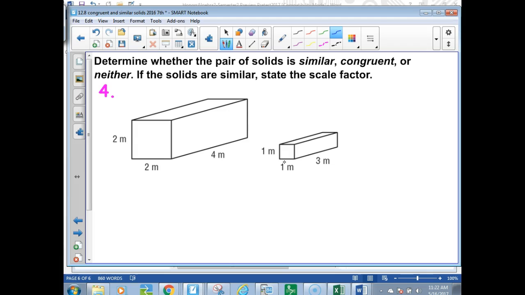2 to 1, 2 to... oh, wait a minute. 2 to 1 for there and there. But what about going this way? 4, 2, 3. Those are not congruent, all right? So there's no scale factor. These are not similar. All right, not similar.